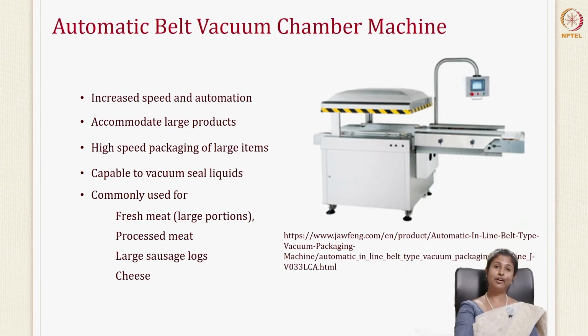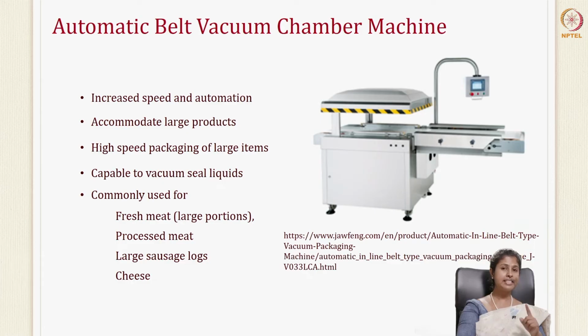Again, you have something called an automated belt vacuum chamber machine. In the previous two cases, this was batch type. You use one product, you seal it, and you take the next product. In an automated belt vacuum chamber, it's a continuous process. One after another, the packages are vacuumed and sealed. The next packages, it's an inline process.